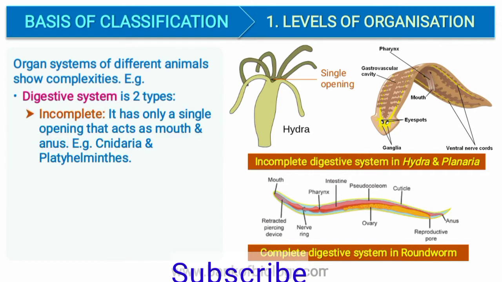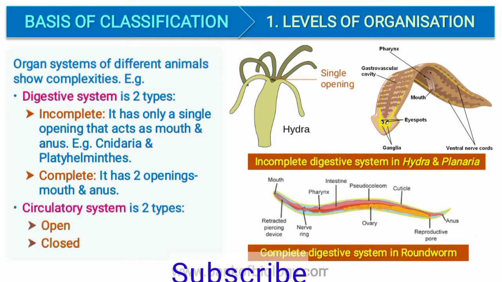Organ systems of different animals show complexities, like the digestive system, which is of 2 types: incomplete and complete. Incomplete has only a single opening, called a sac-like digestive system, like in Hydra and Planaria. Whereas complete has 2 openings, mouth and anus. Food enters from one and waste leaves from the other. Food enters through the mouth, is digested in the stomach, and the waste is released from the anus. A complete digestive system is seen in roundworms and higher vertebrates.